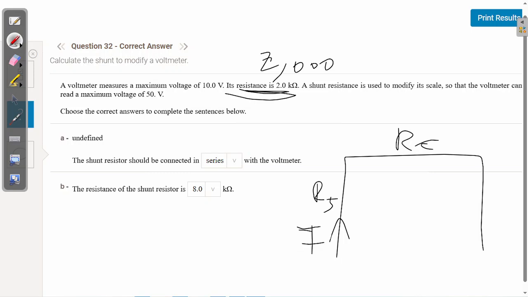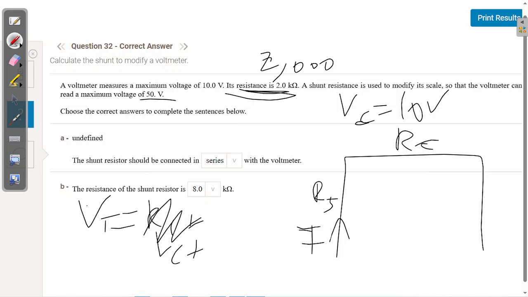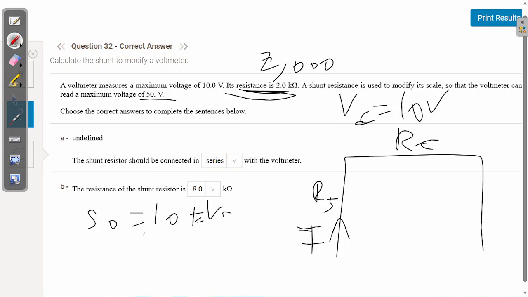Now the voltage, it was originally 10. Without the shunt, it was 10. So we can say that the voltage across C was 10. Okay, and they wanted to increase it to 50. So they want the whole thing to be 50. V total is in series, it's additive: VC plus V shunt. So 50 is equal to 10 plus V of the shunt. V of the shunt is equal to 40.